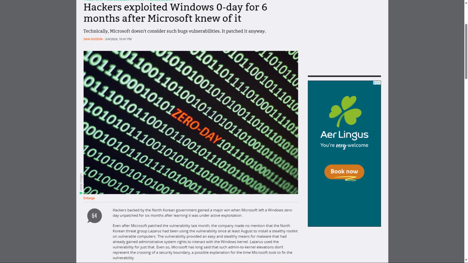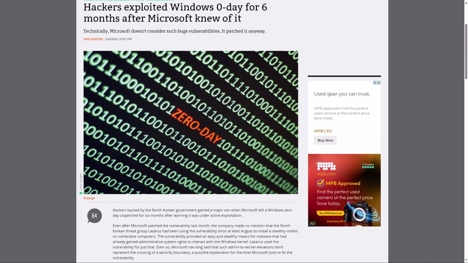The vulnerability, listed as CVE-2024-21338, was leveraging the appid.sys, which is part of AppLocker, and this provided an easy and stealthy means for malware that had already gained administrative system rights to interact with the Windows kernel. While Microsoft released a patch for the vulnerability, they did not mention that it was being actively exploited for 6 months as they published the advisory and the fix. So there are those in the community who feel a little salty at Microsoft because they didn't acknowledge the fact that it's been actively exploited for so long.